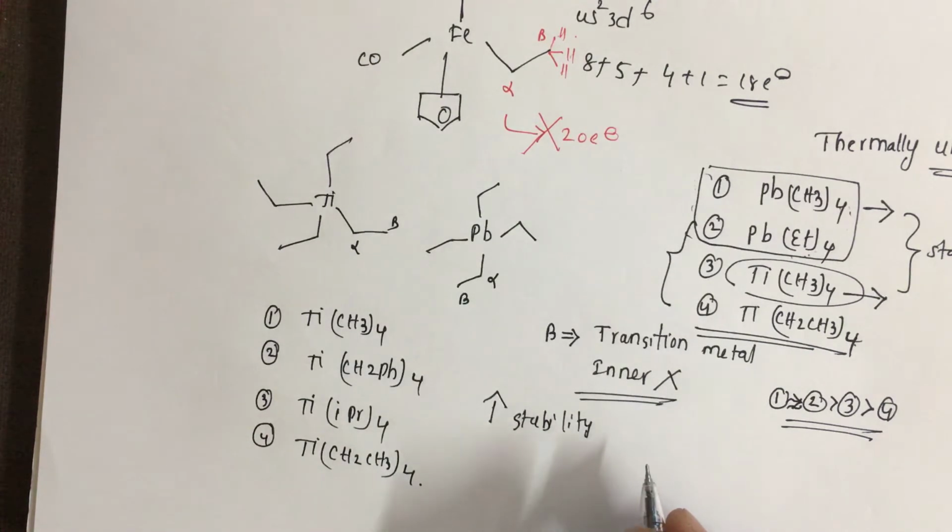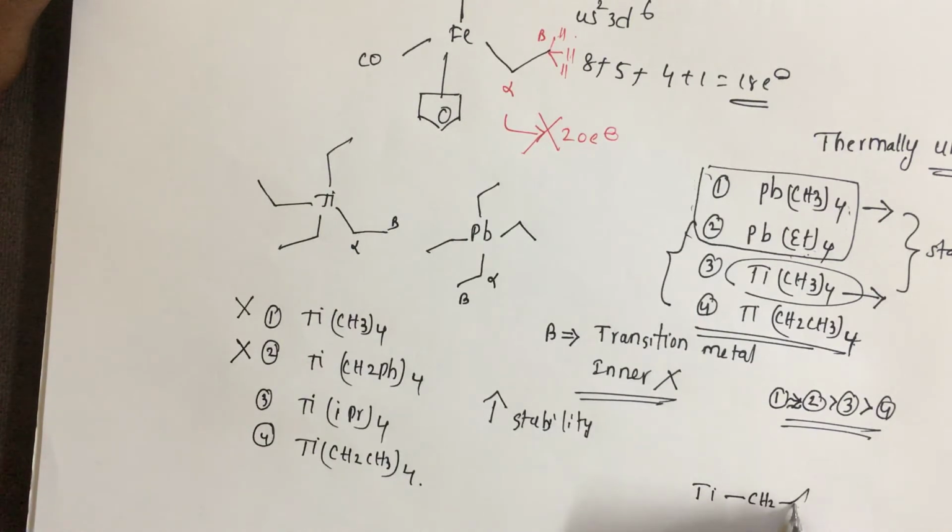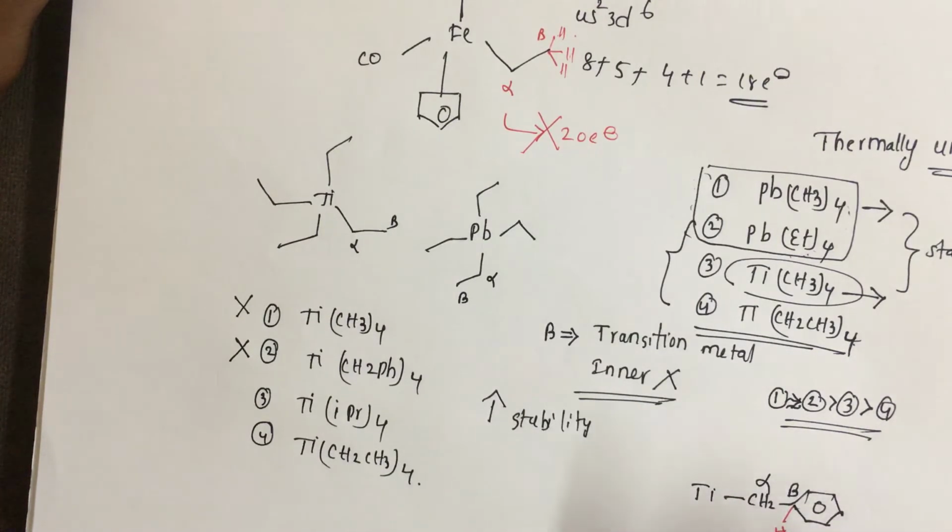Now we need to identify where beta hydride elimination is possible. Here it's not possible, and here also it's not possible, because this is like this: CH2, this is alpha, and this carbon is beta. The condition is there should be a beta hydrogen. If a hydrogen were there, the aromaticity would be lost. So no hydrogen is there, and because of that this will not undergo beta hydride elimination.